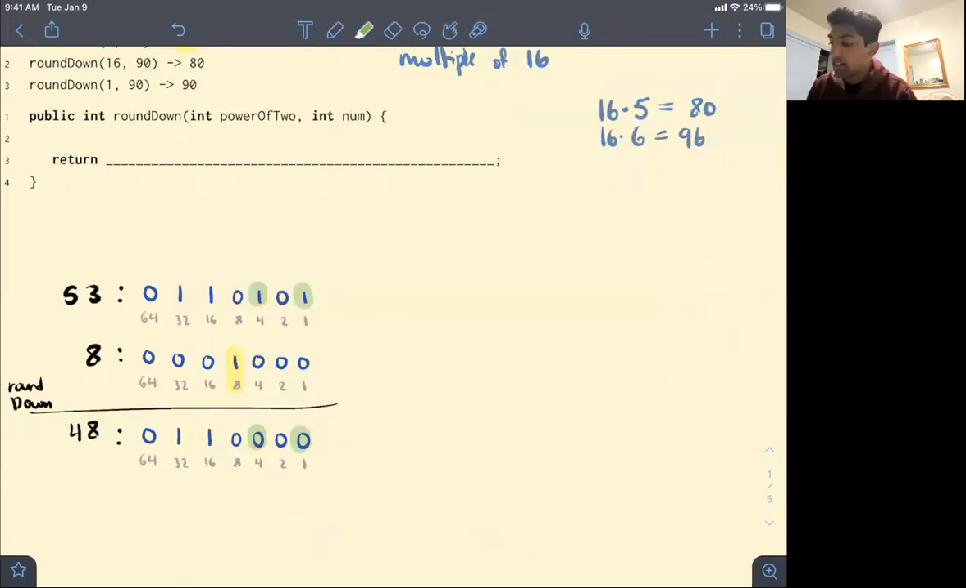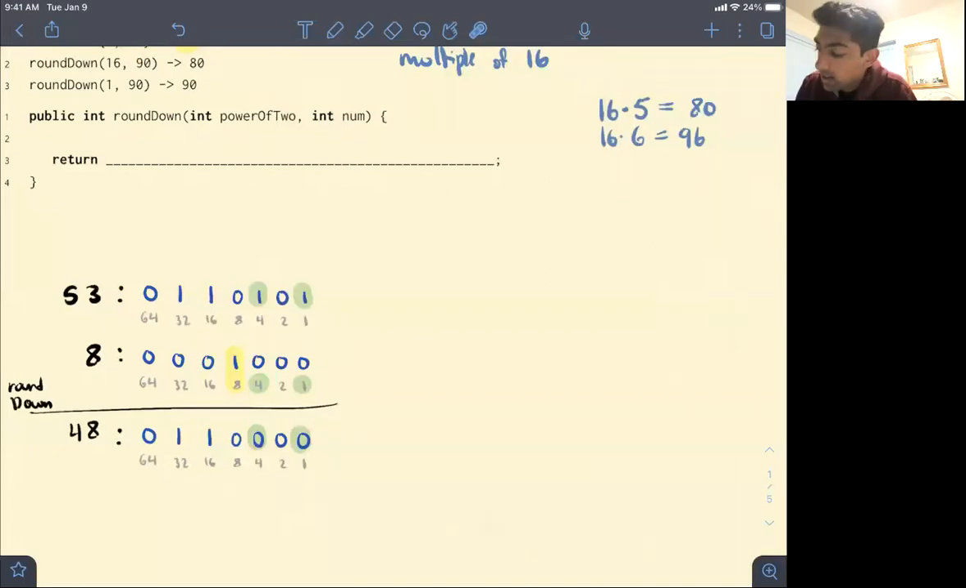And one thing to notice here is that both of these bits occur after our power of 2, right? Or to the right of our power of 2, occur the bits that we zero out, right? And all the bits to the left of this power of 2, like 32 and 16 and 64, we keep as is, okay?